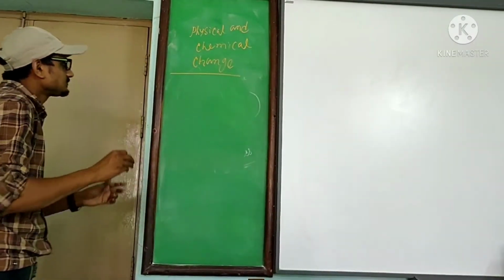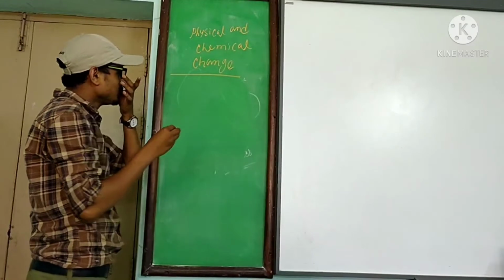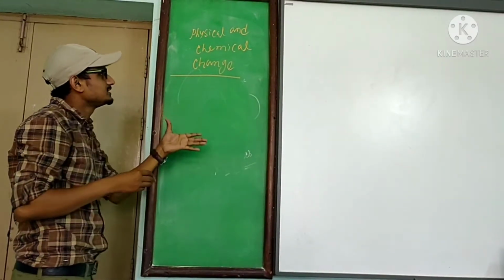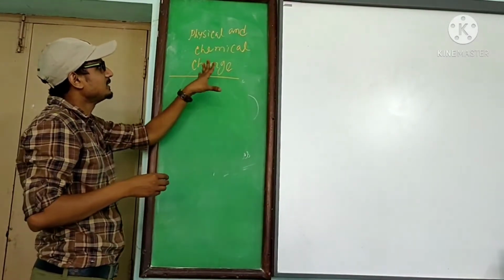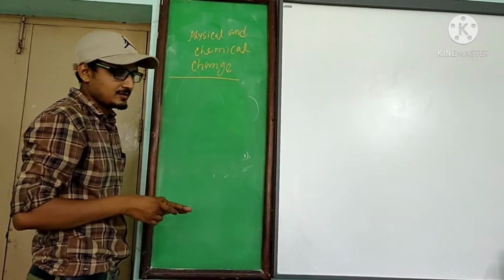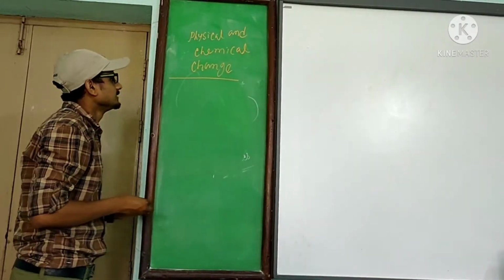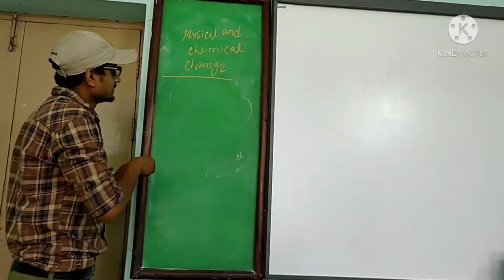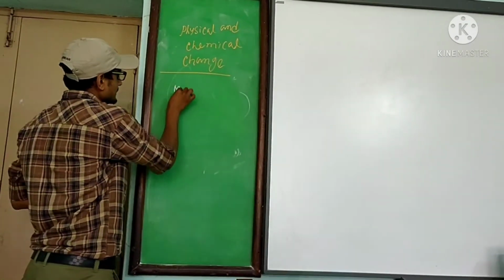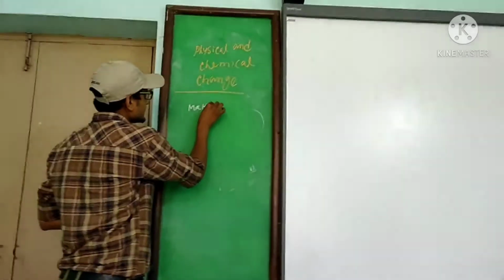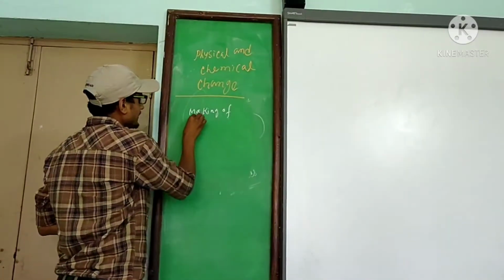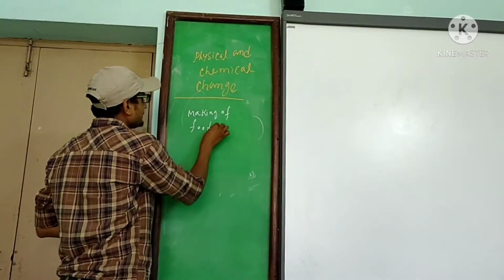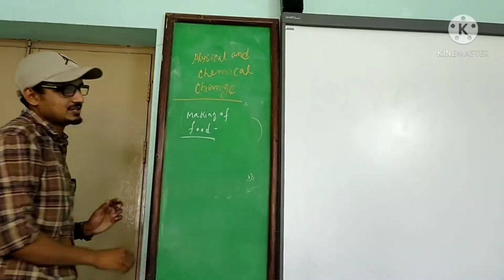Now today I am going to tell more about this chapter, that is the example of physical and chemical change. Okay. Now say one example is there, that is making of food. Okay, making of food. It is an example of your chemical change.